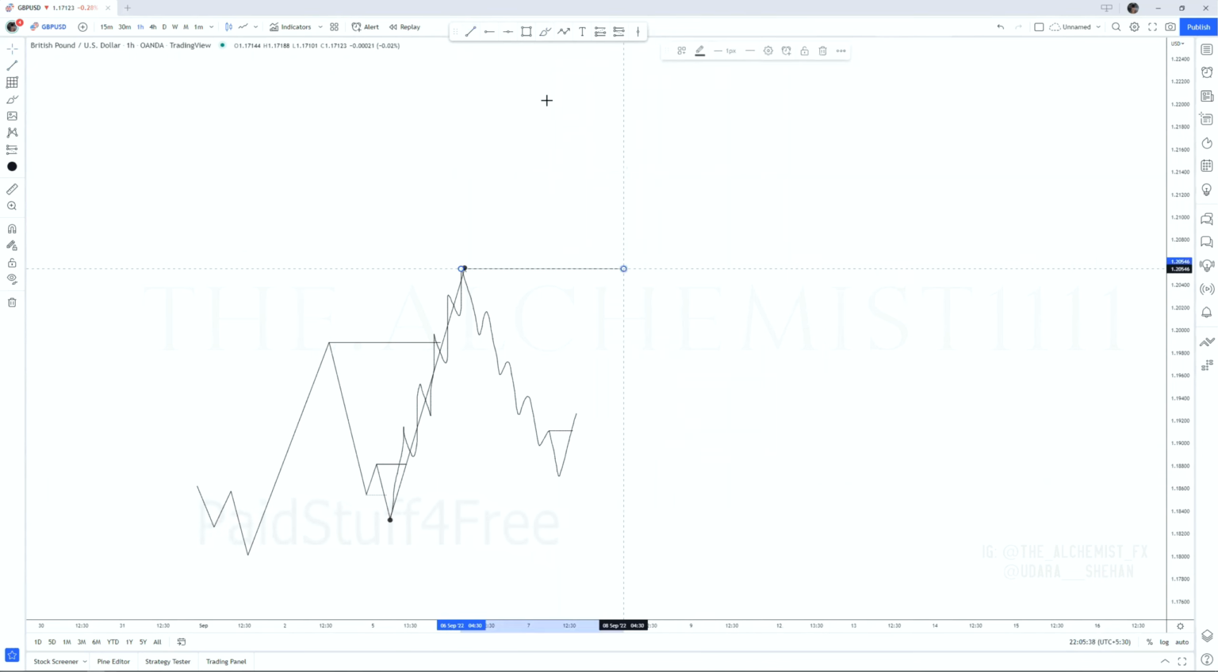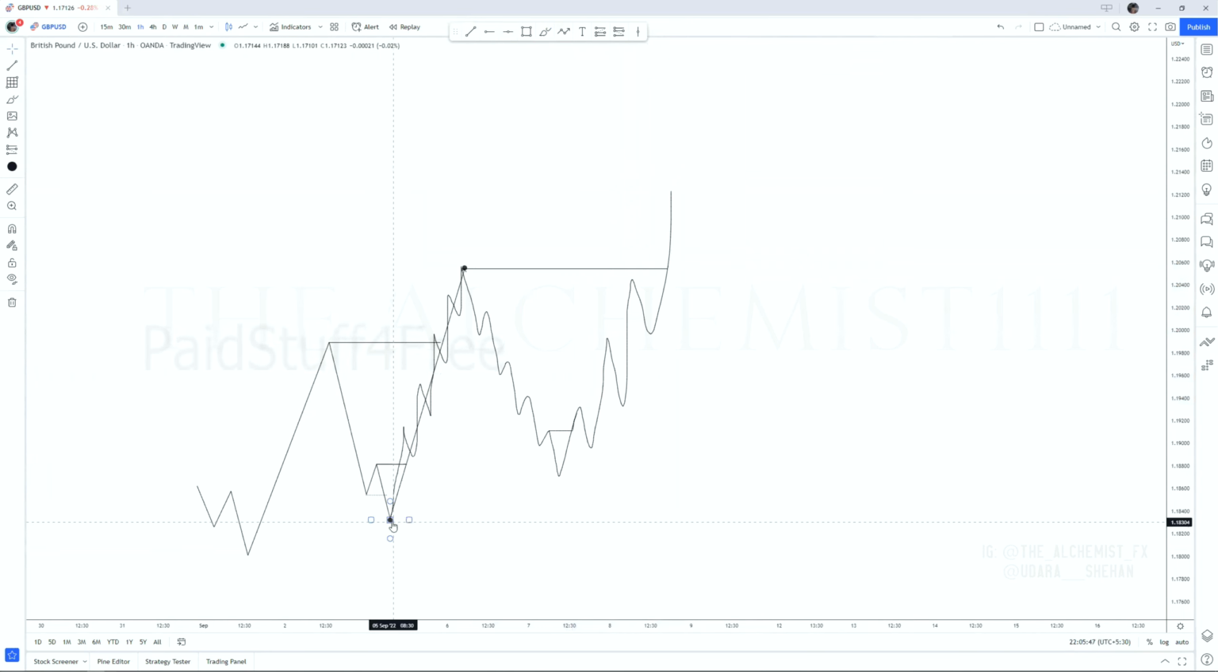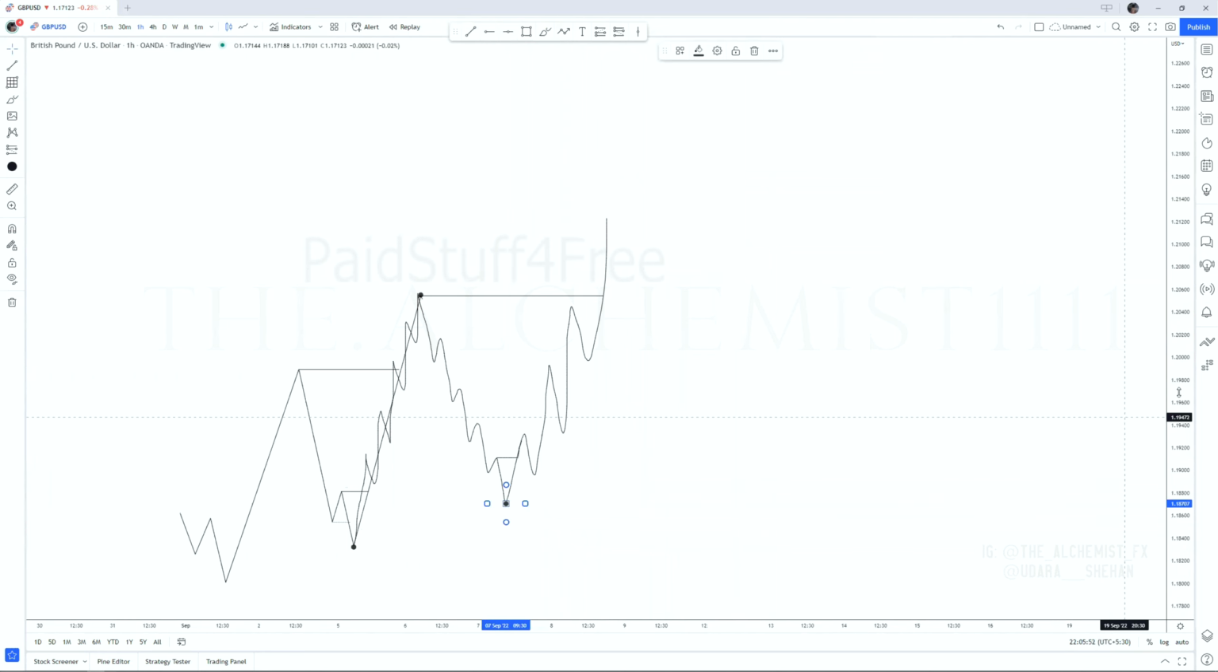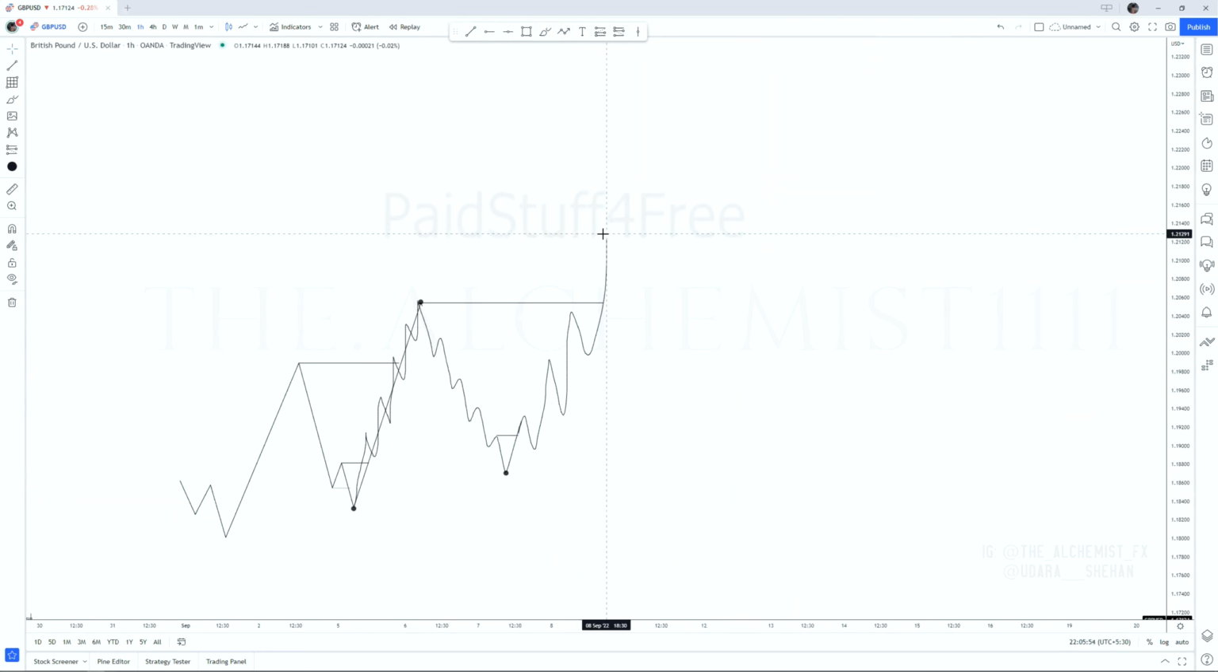Okay, so once you get a breakout of the previous range, like this, then we can confirm that. There we go. This is the low of the next trading range. That will be the low of the next trading range. Okay, the low is confirmed. But how do we know the high is confirmed?